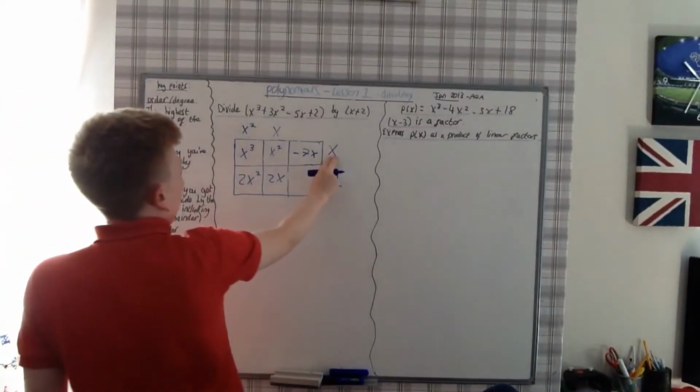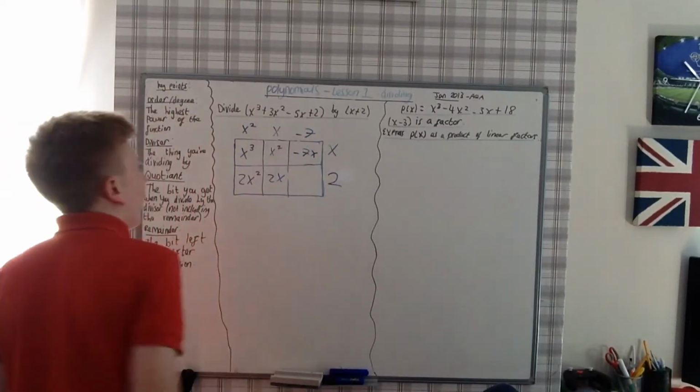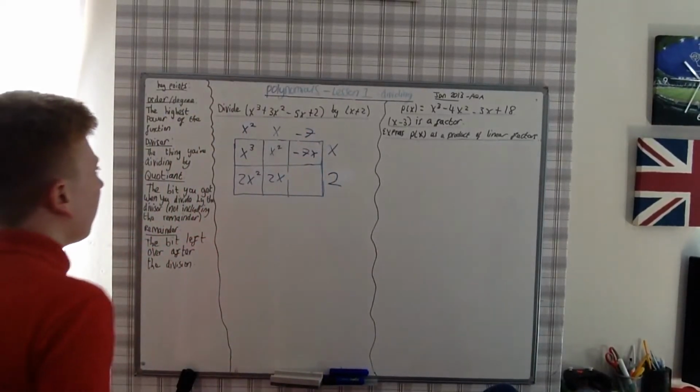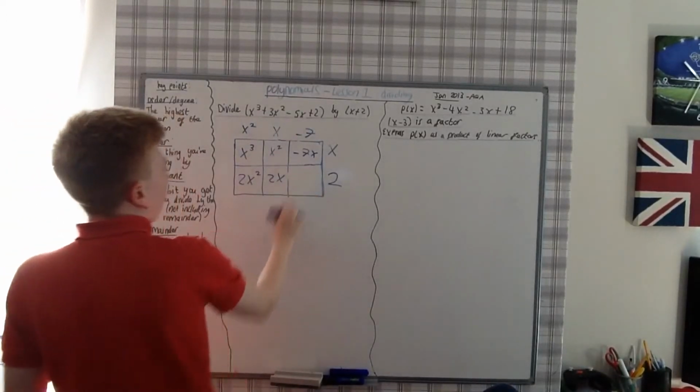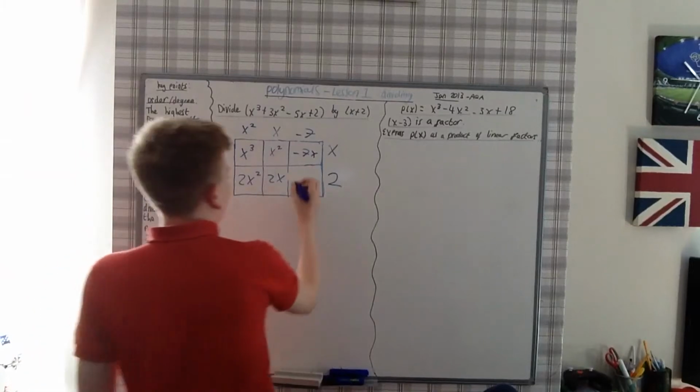Now what multiplies by x to give us minus 7x? Well, that's minus 7. Minus 7 multiplied by x gives us minus 7x. Now, in this box, we have minus 7 multiplied by 2. That's minus 14.